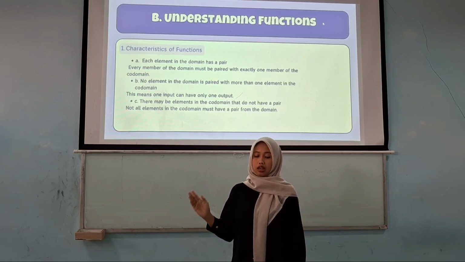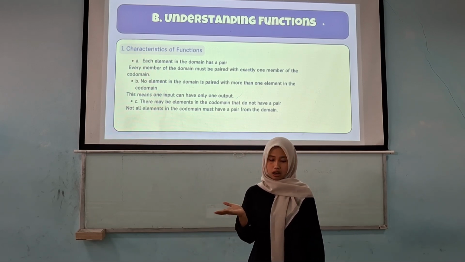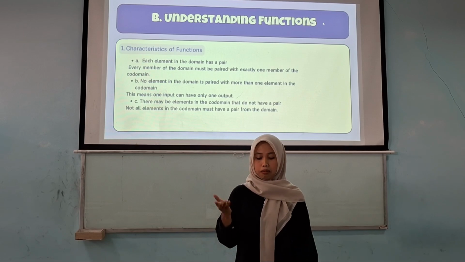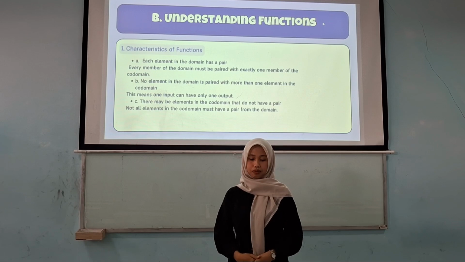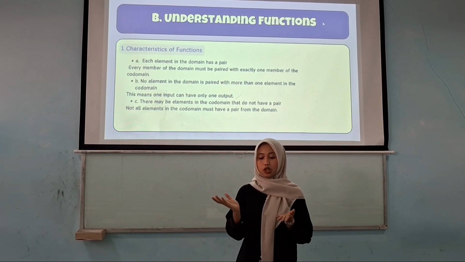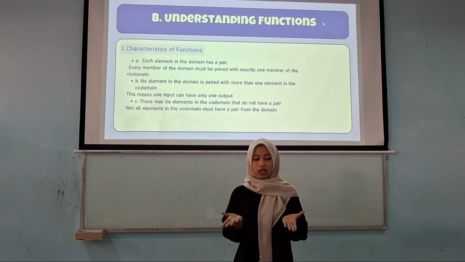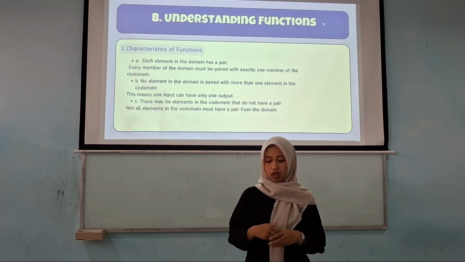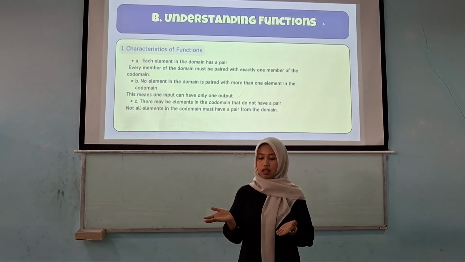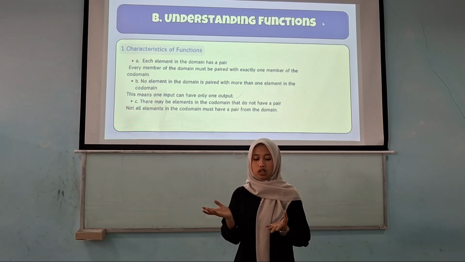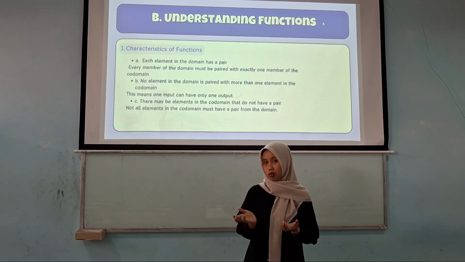Understanding function. Characteristics of a function. A: each element in the domain has a pair. Every member of the domain must be paired with exactly one member of the codomain. B: no element in the domain is paired with more than one element in the codomain. This means one input can have only one output. And C: there might be elements in the codomain that do not have a pair. Not all elements in the codomain must have a pair from the domain.